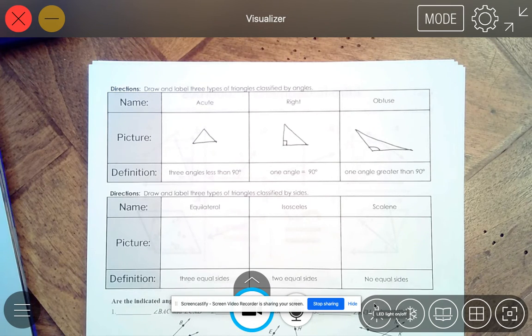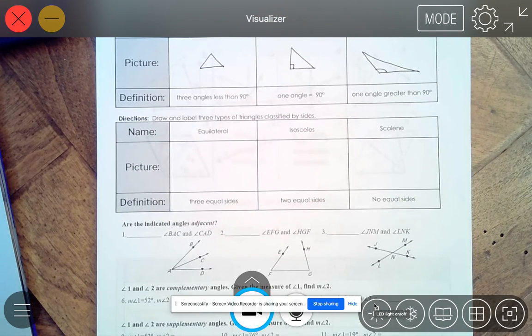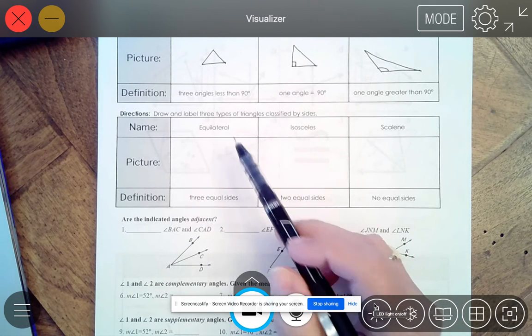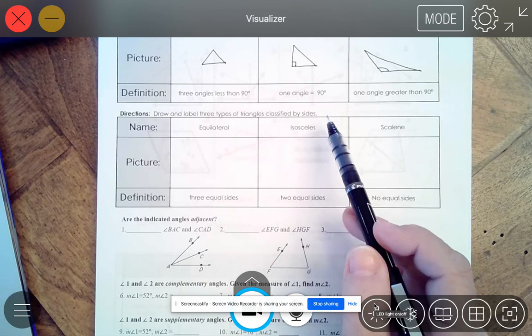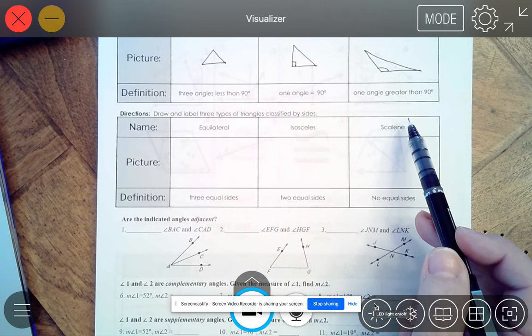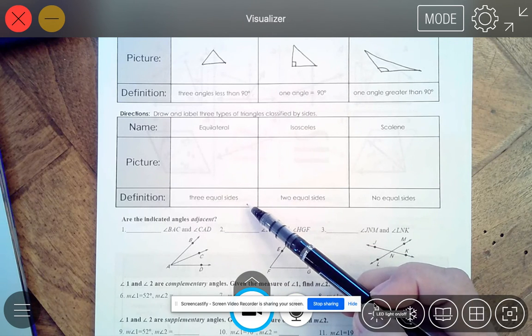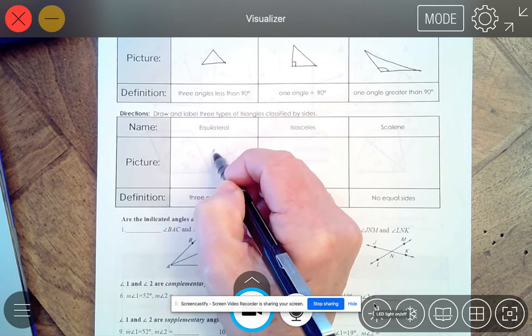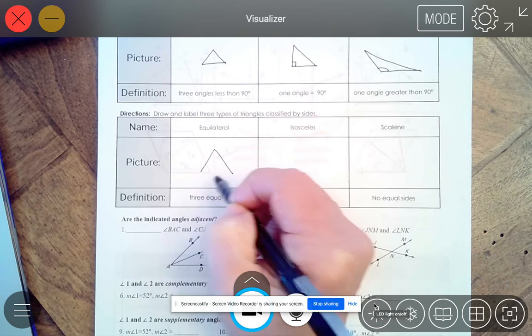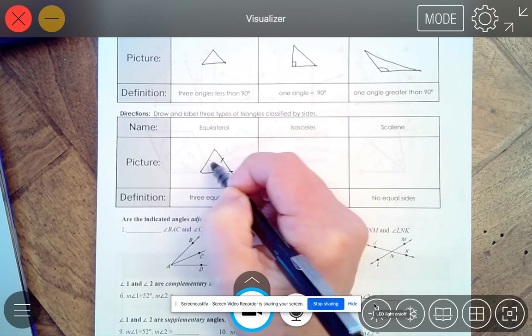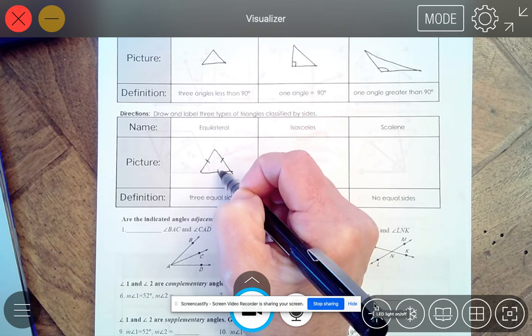Now, if we have a triangle and we're trying to classify it by its sides, there are 3 different ways to do that: equilateral, isosceles, and scalene. The equilateral triangle means that all 3 sides are equal. And you know me, this is going to be very difficult for me to draw. This side is equal to this side is equal to this side.